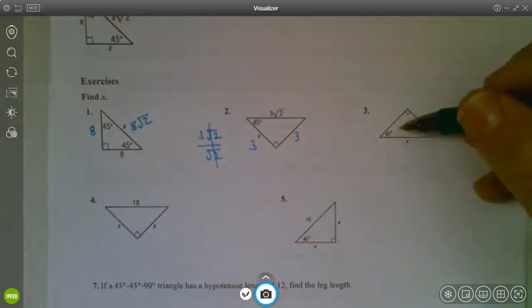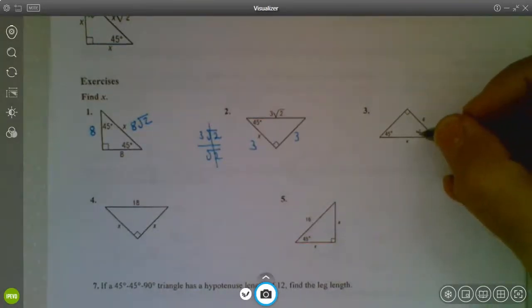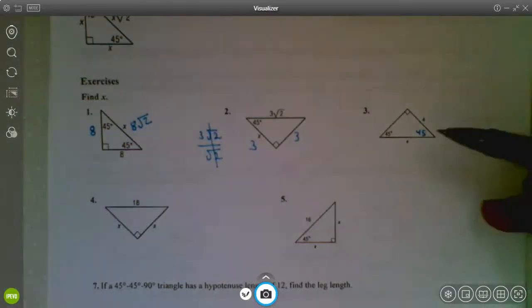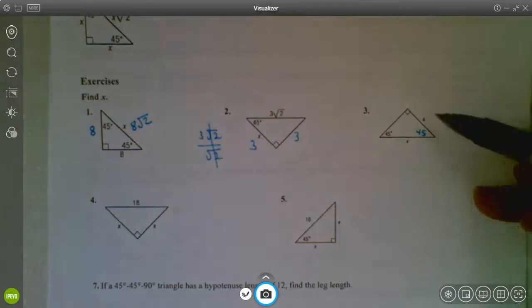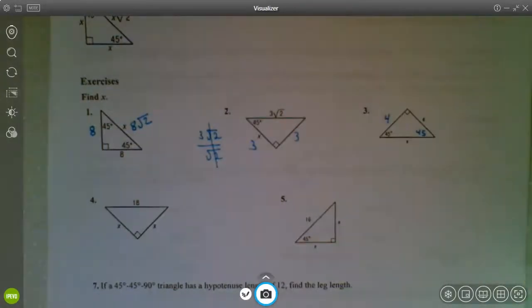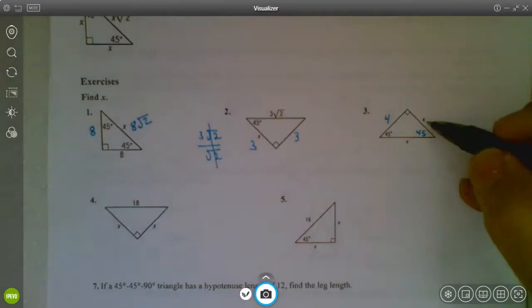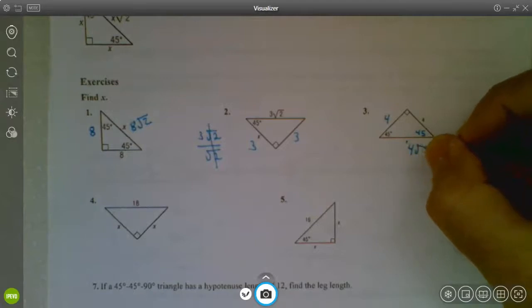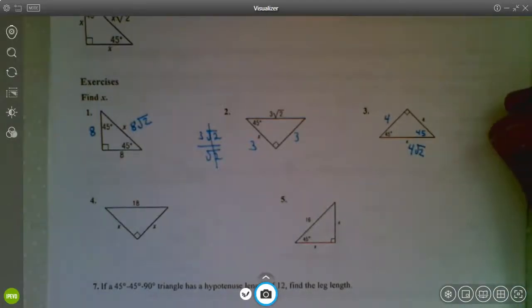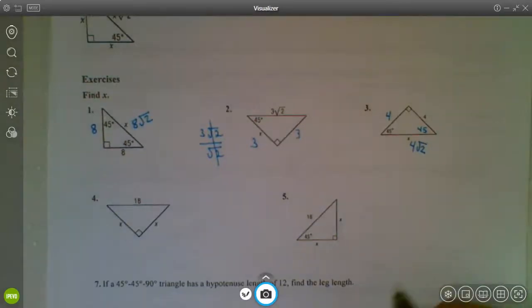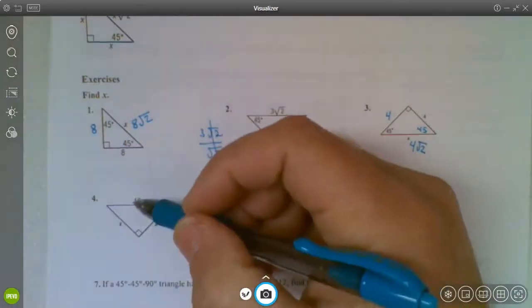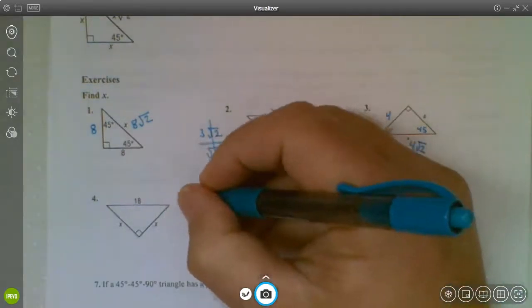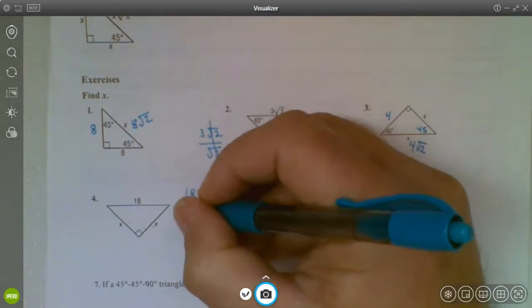So on this one again, if that's 45, then this guy must also be 45, because these have to add to 180, right? So if this leg is 4, automatically I know that this leg is also 4. Well, how do we go from the leg to the hypotenuse? We simply multiply by the square root of 2, and that's it. Let's go the other way with it. So what if I know the hypotenuse and I'm trying to get the leg? So if I want to go the other direction, I am now dividing by the square root of 2.